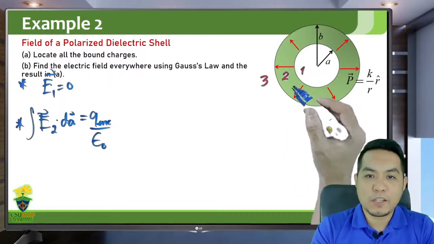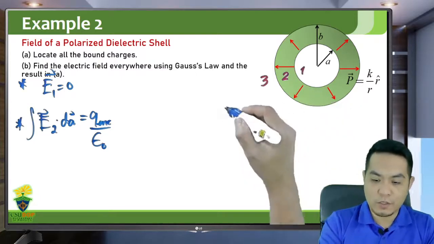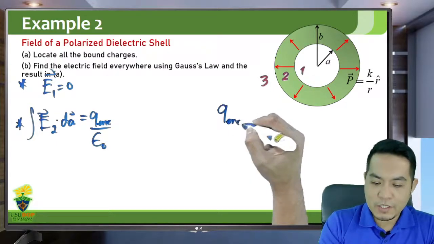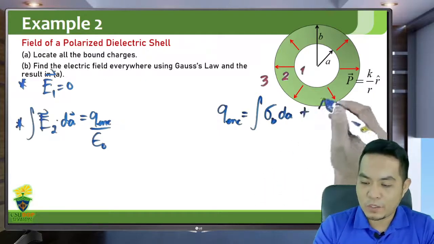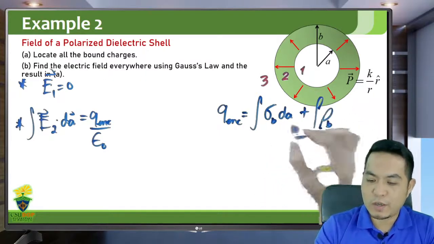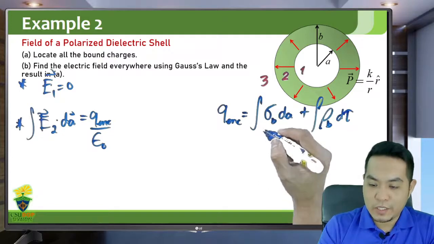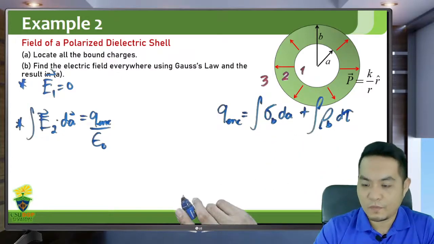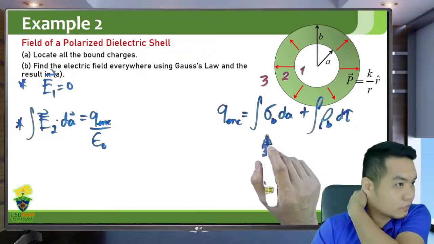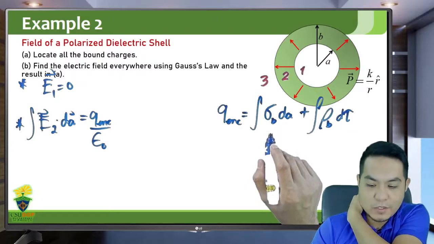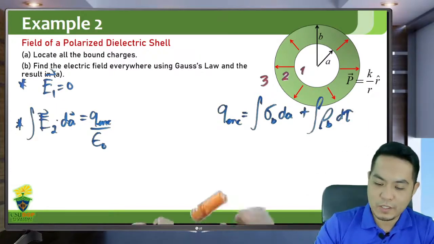So if you'll notice in region 2, there will be surface charges in this surface, and there will also be bound charges. So in region 2, the charge enclosed will be due to the surface bound charges, sigma dA, plus due to the volume bound charges, rho dV or rho d tau. So from our previous result, this is just the surface bound charges at R is equal to A.